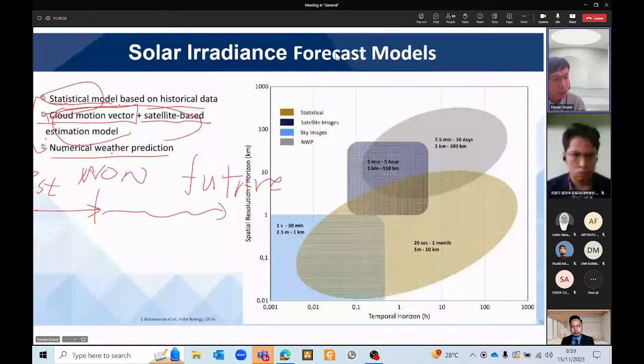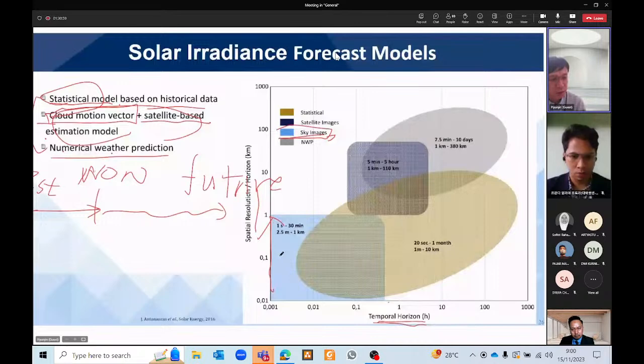For example, there is another type, the sky imager. You can watch the sky using your camera and take a picture to see cloud motion. Sky imaging is really, really local. Therefore, the temporal horizon is less than 1 hour. It only works for several minutes, and it works only for a short spatial resolution, within 1 kilometer.